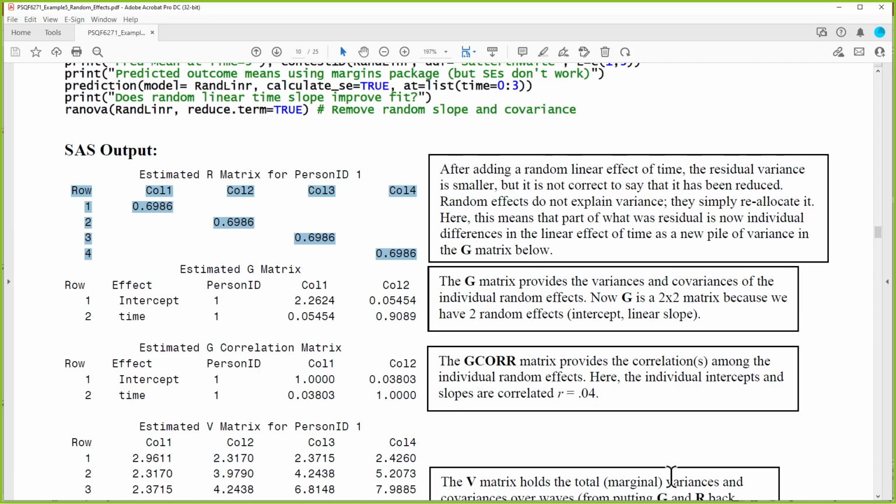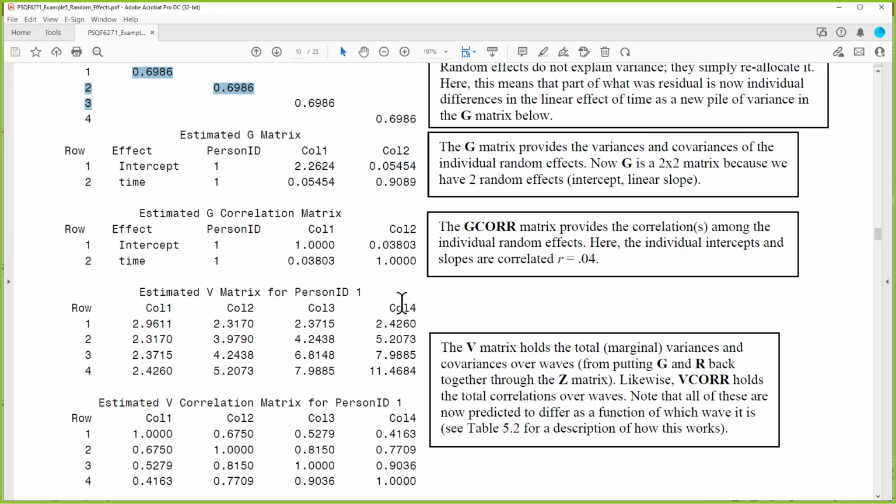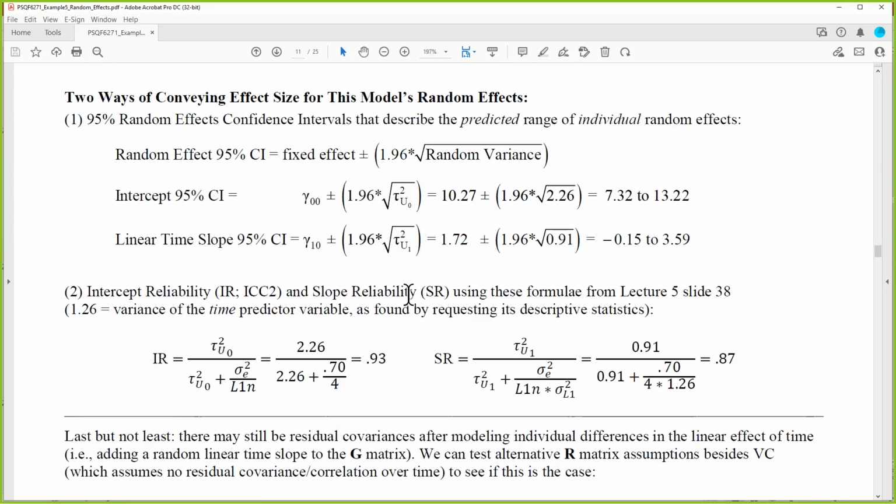It's saying that all of the reasons why the occasions were correlated are over here in G. And what's left is just like it would be in a standard general linear model, E's are independent. So we can test that by adding patterns to this R matrix and seeing if it fits better. The same patterns that we did 2 weeks ago or last week, the ACS models. So I've got 2 examples of that.